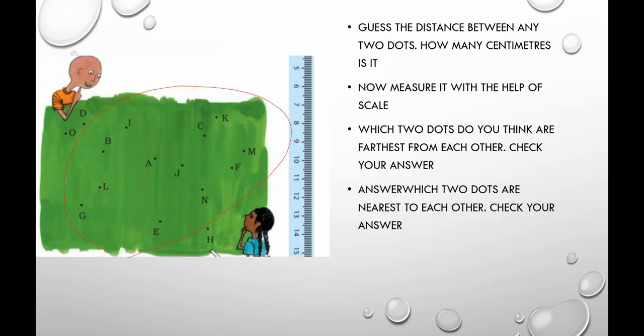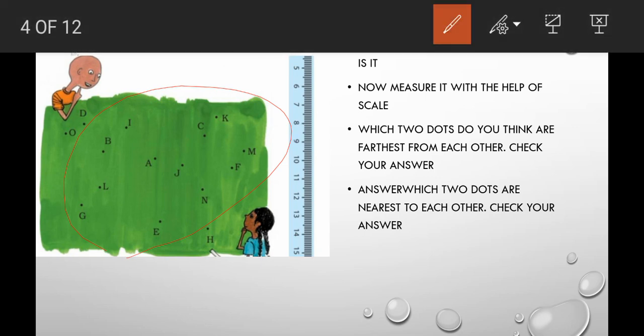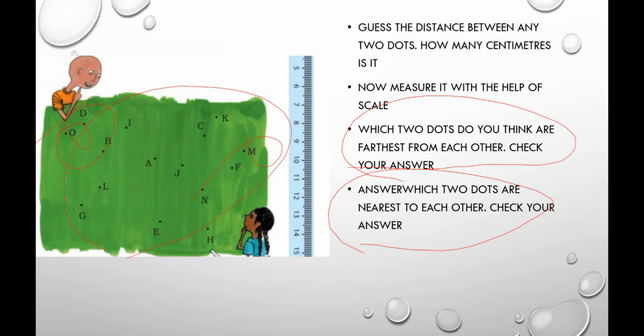Now, what you have to do is you have to measure the distance between these dots. Now you have to say which two dots do you think are farthest from each other. By measuring itself you will understand. Here I think O and M are farthest from each other. Which two dots are nearest to each other? I think it is O and D. What you have to do is you have to take scale, you have to measure and then write the answer.